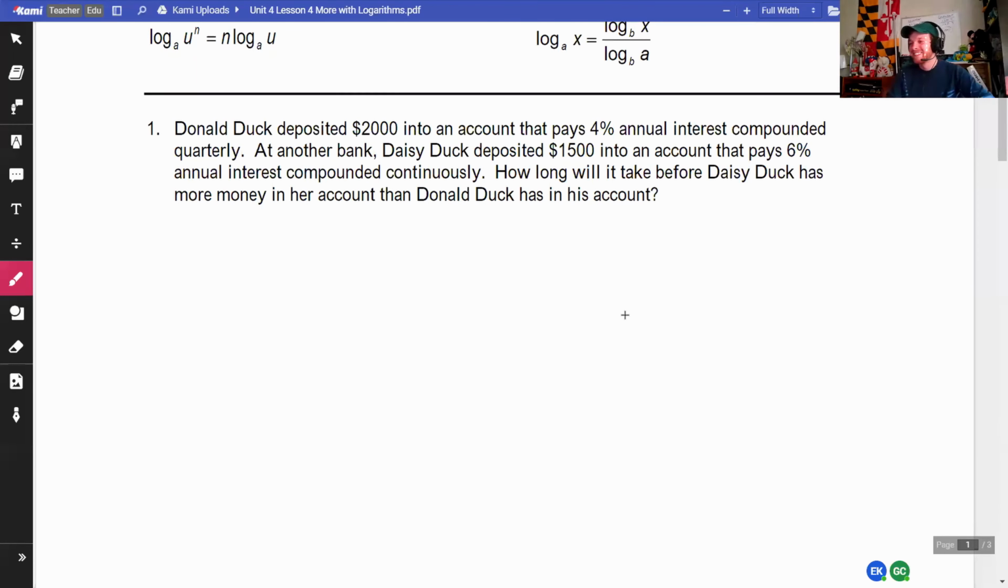Donald Duck deposited $2,000 into an account that pays 4% annual interest compounded quarterly. At another bank, Daisy Duck deposited $1,500 into an account that pays 6% annual interest compounded continuously. How long will it take before Daisy Duck has more money in her account than Donald Duck has in his account?